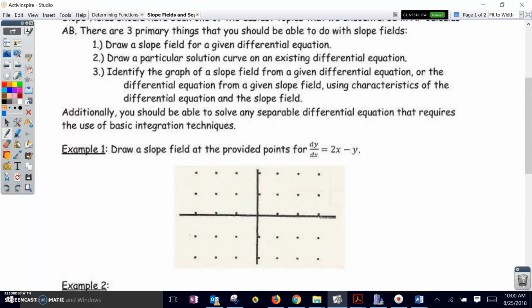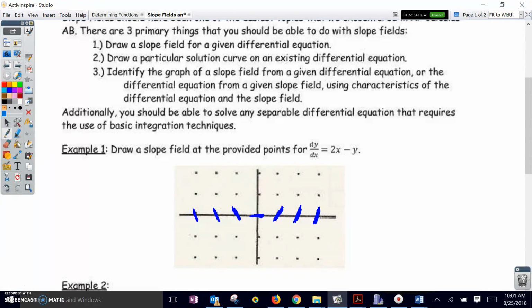When x is 0 and y is 0, dy/dx is 0, so I'll put a slope line with 0 there. When x is 1 and y is 0, the slope is 2. When x is 2 and y is 0, the slope is 4. When x is 3 and y is 0, the slope is 6. When x is negative 1 and y is 0, the slope is negative 2, that's negative 4, and negative 6. And I'm just going to continue to generate slope lines in this fashion.